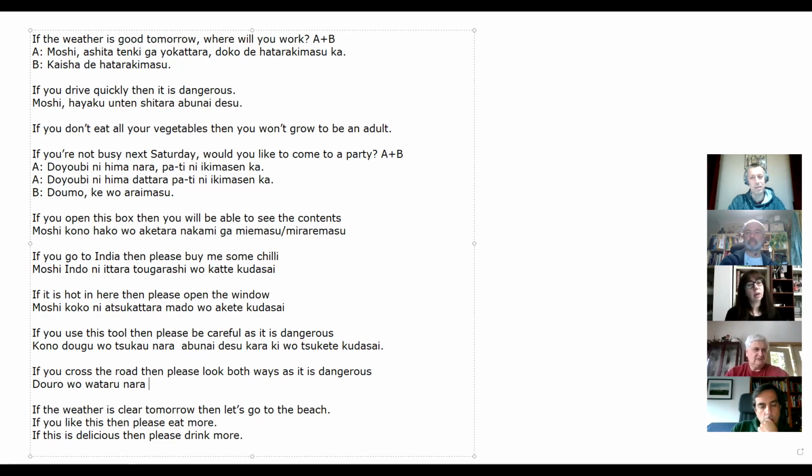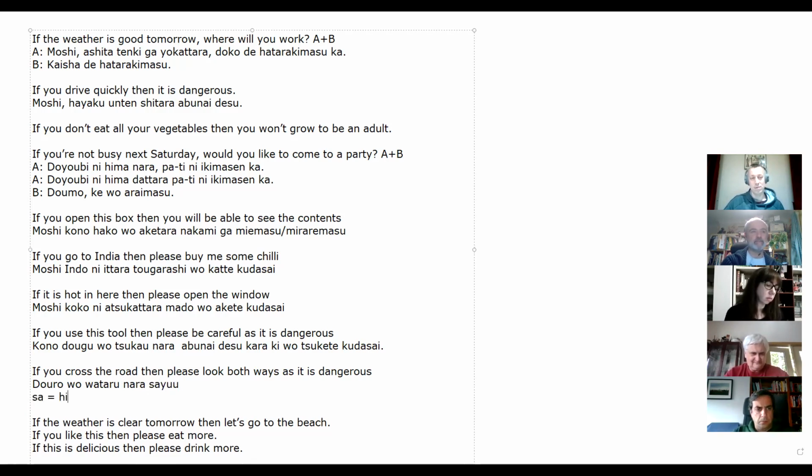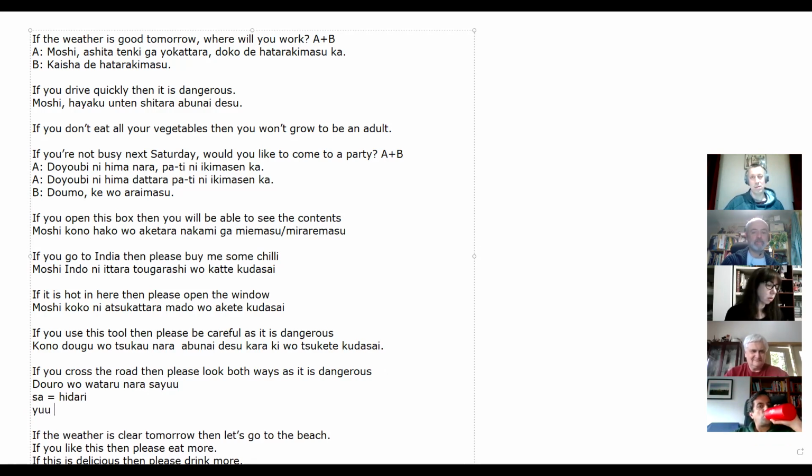Both ways. No idea. So we can use either. We can either say literally both directions, or we could say left and right. Migi, hidari, but there is something in between, I guess. Yeah. So we can use the Chinese reading of this. Sayu. Sa means hidari, and yu means migi. Okay. Sayu.